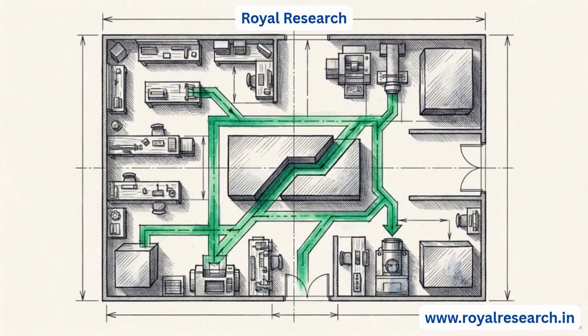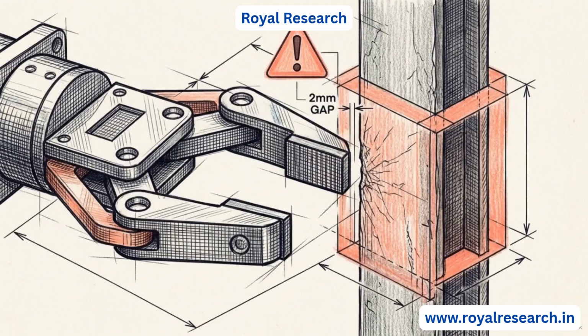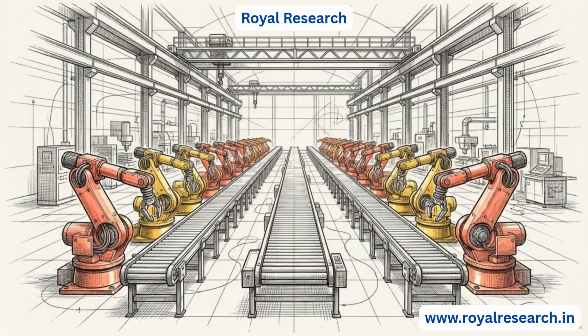Building a digital twin allows you to solve the most expensive problems, like timing errors and physical collisions, well before your robot ever arrives on the factory floor.